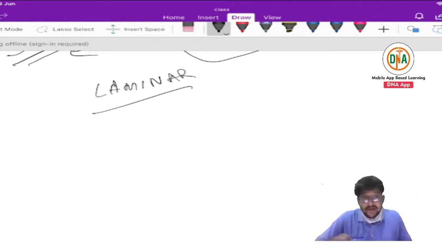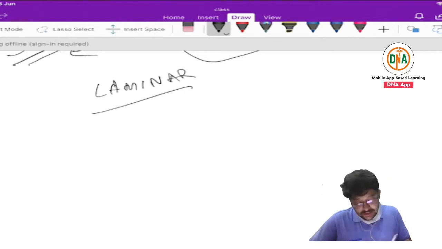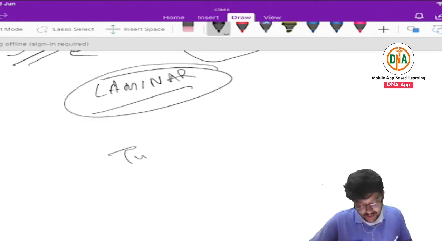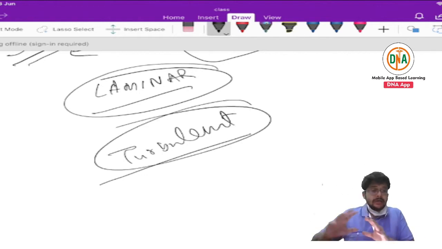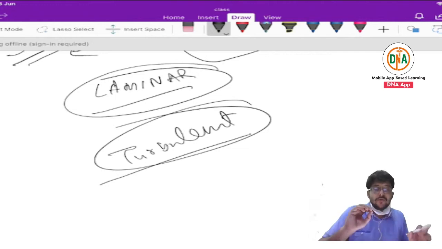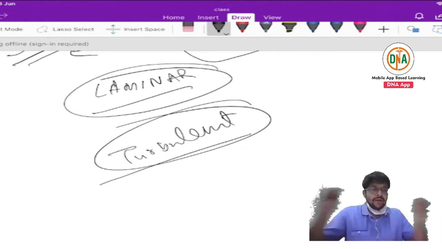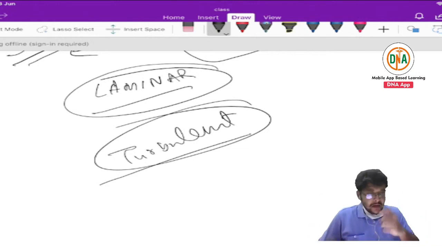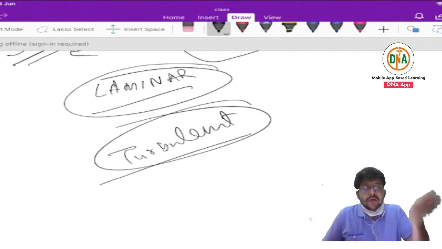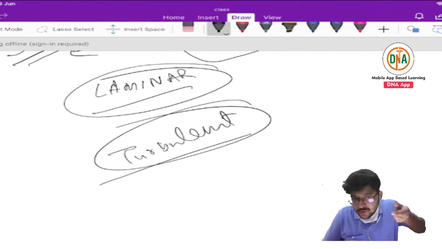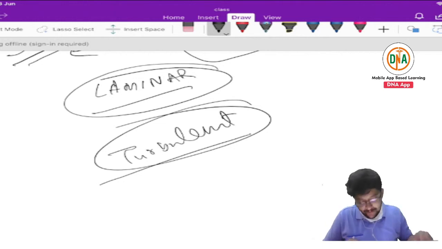Okay, enough of this game. We are coming back to the class. So there are two types of flow: laminar flow and turbulent flow. Laminar means a gentle flow. For turbulent flow, think about a garden hose pipe, through which you are watering the plants. Now, if you just squeeze the garden hose pipe, what will happen?